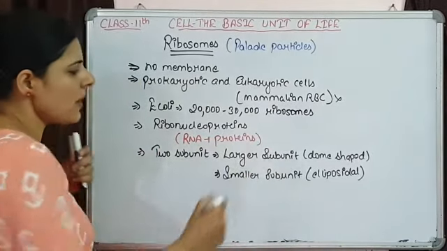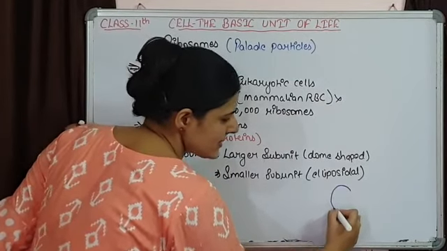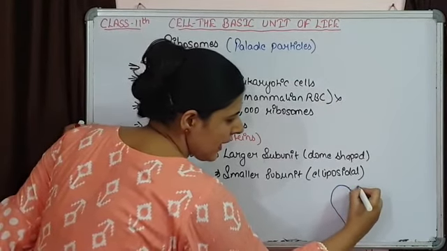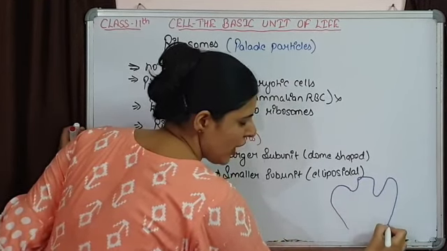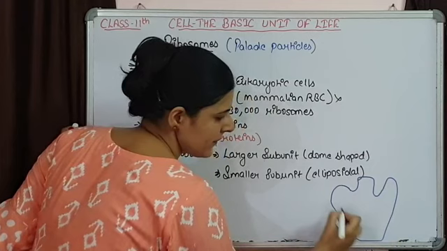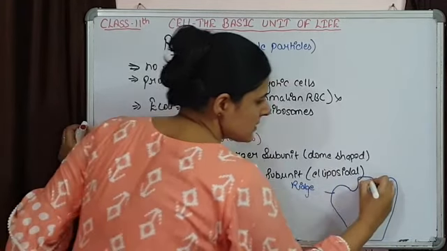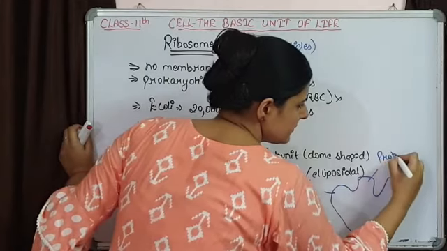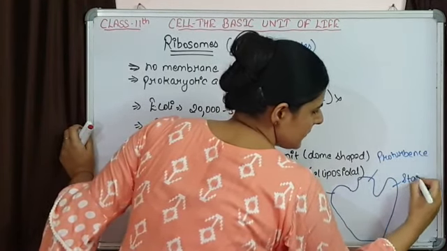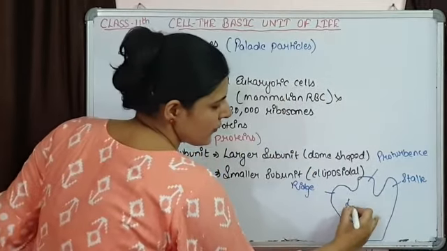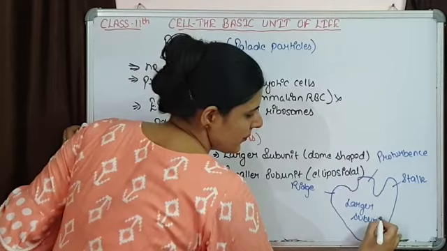So if we talk about the larger subunit, this larger subunit has a ridge, a central protuberance and a stalk. This is the ridge, this is the protuberance and a stalk is there. This is the structure of the larger subunit of ribosome.